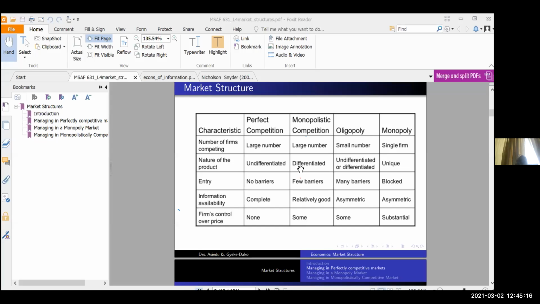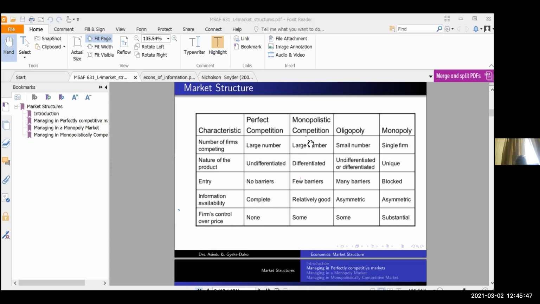So this has to be very clear. The product is differentiated, okay? But a large number of firms are producing it. But the product is differentiated. Entry conditions, there are few barriers. Relatively good information. If you want to go in, you may struggle a bit, but you can get in. Okay. Control, some control, but not so much like monopoly, some control.